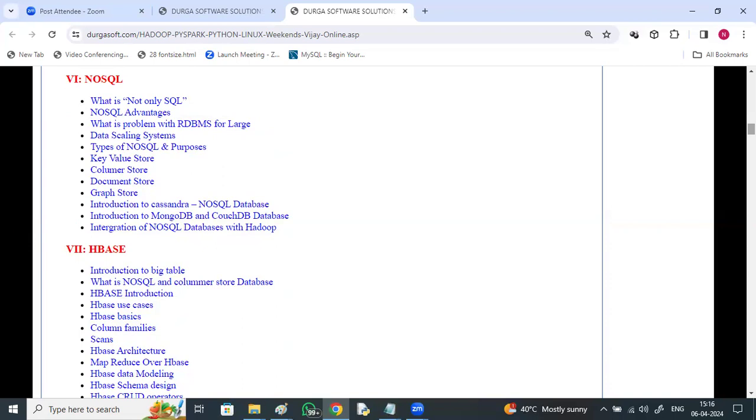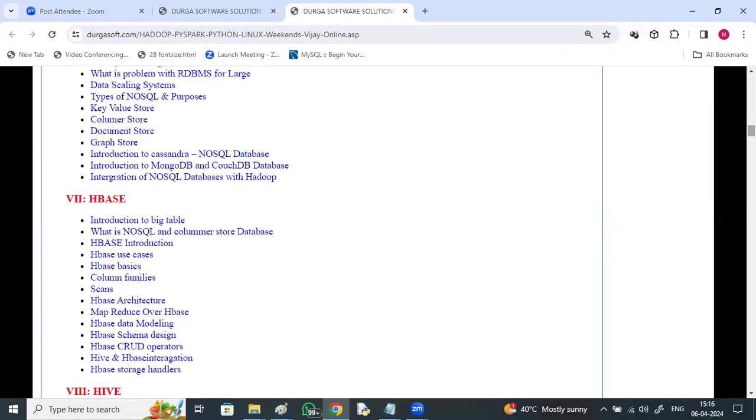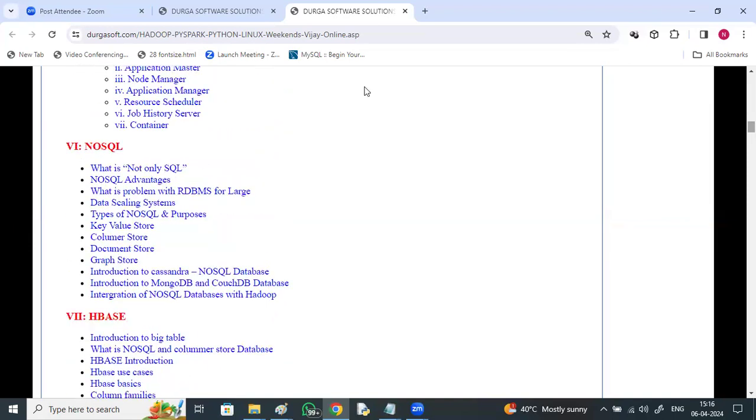So what are NoSQL databases, types of NoSQL, and one NoSQL database like HBase I'll be discussing as part of this. And also I'll be giving knowledge on streaming data and technologies like Flume and Kafka. Streaming data means data which keeps on generating, data which keeps on incrementing. Such data we call streaming data.